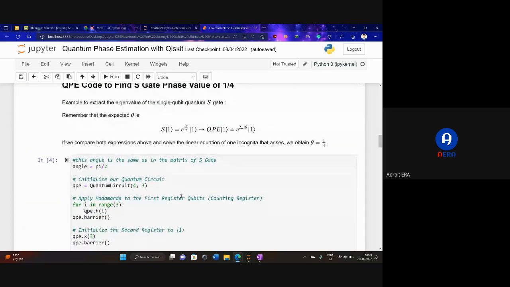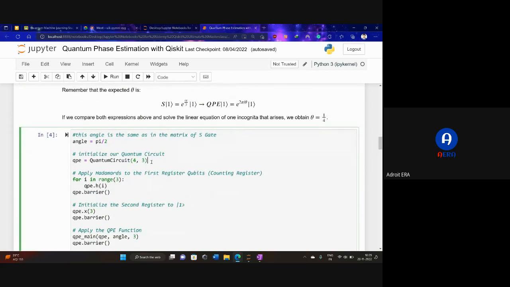So then we start our circuit, we define our angle, very simple. We define our quantum circuit 4 comma 3. Why? Because there will be 3. We are going to only measure the first register, not the second one, right? We have seen this in theory, and even in the above diagram you saw that we are only going to measure the first register, similar to Deutsch-Jozsa and all those algorithms.